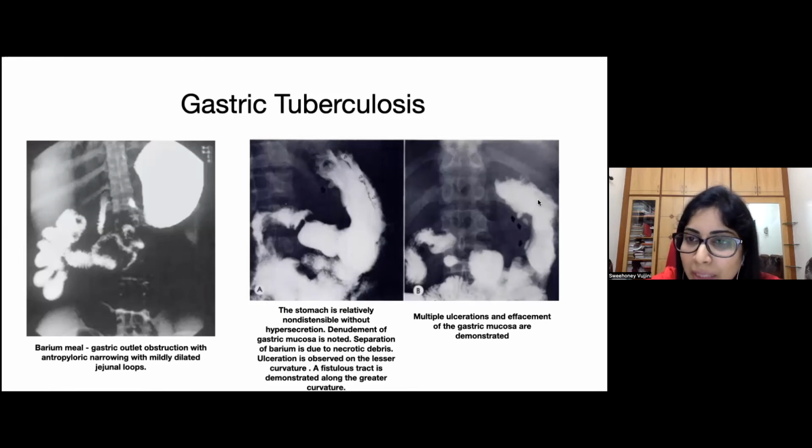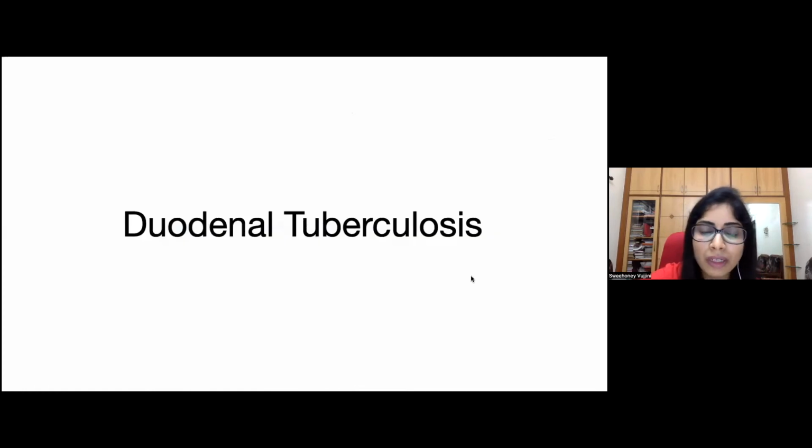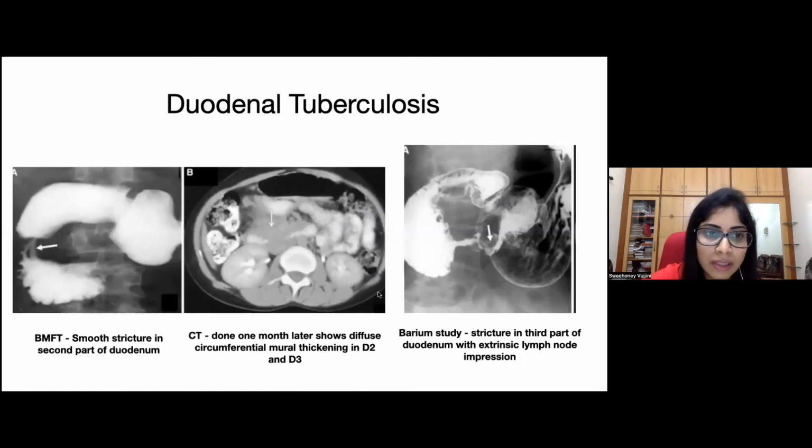We can see multiple ulcerations and effacement of gastric mucosa here. Next is the duodenal tuberculosis. The first one is the barium meal follow-through image showing smooth stricture in the second part of the duodenum. This is a CT image which is done 1 month later showing diffuse circumferential mural thickening in D2 and D3.